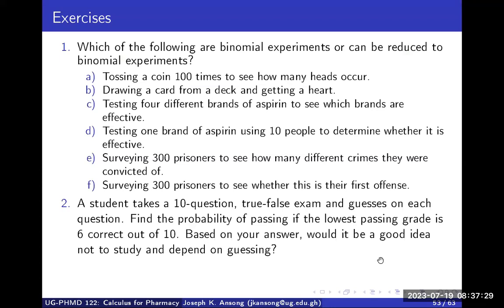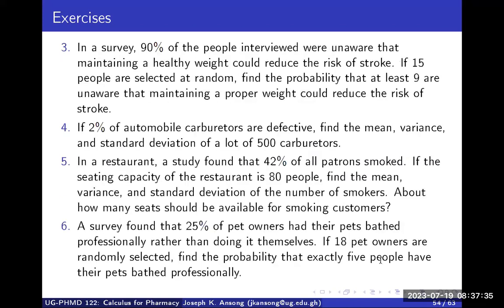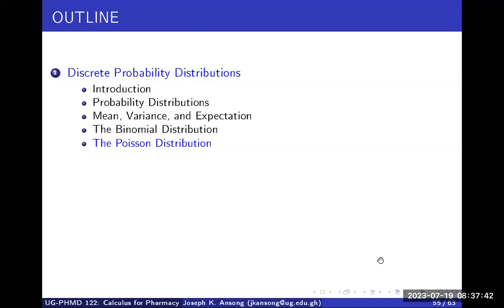Okay, so here are some exercises that you can try on the binomial distribution. I have several of them for you to try. So take a look at them. In the last bit, we'll come back, and then we'll look at the Poisson distribution in our next lecture.